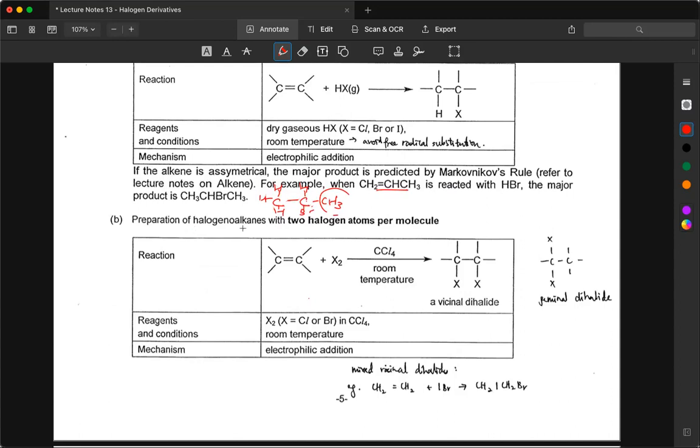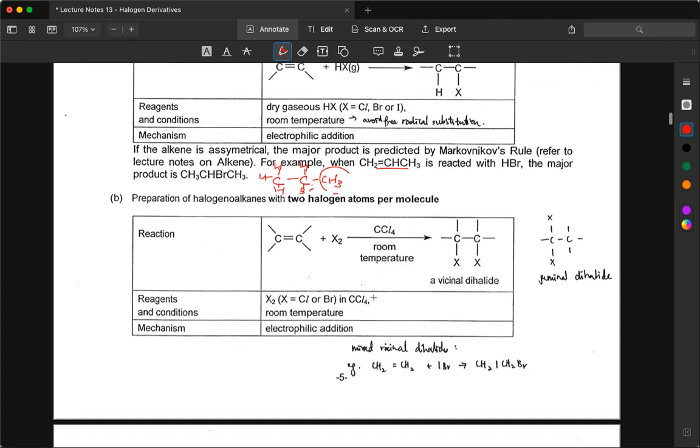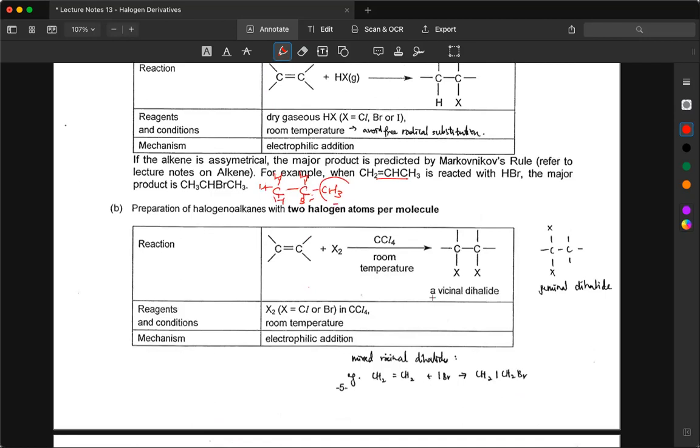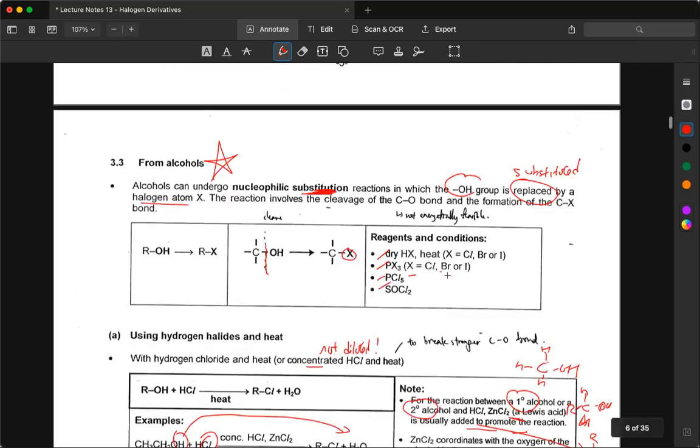To prepare halogenoalkanes with two halogen atoms per molecule, we use halogen dissolved in CCl4, carbon tetrachloride, at room temperature, again to avoid free radical substitution. Free radical substitution can also occur at high temperature and not just in the presence of UV light. The mechanism for this reaction is also electrophilic addition, where we produce two halogen atoms in this case.